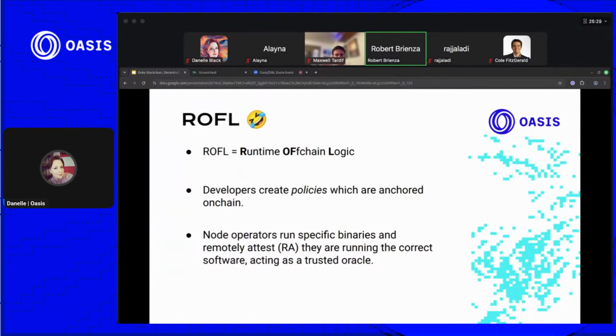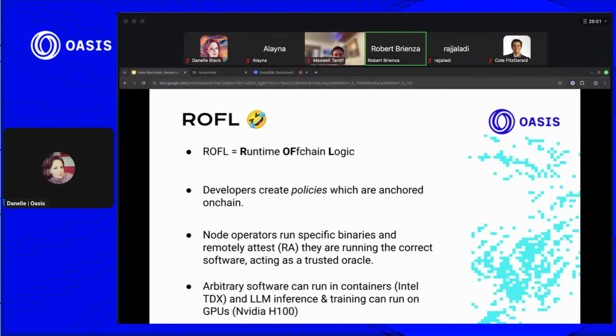The node operators can run specific binaries, and this might be some Docker image, for example, and they can remotely attest that, yes, I am running the correct software that you've provided me, because these builds can be reproduced and they match. Therefore they can do things like acting as a trusted oracle. An oracle, in a very general sense, is just something that's acting off-chain but interacting on-chain, and that's the definition we're using here.